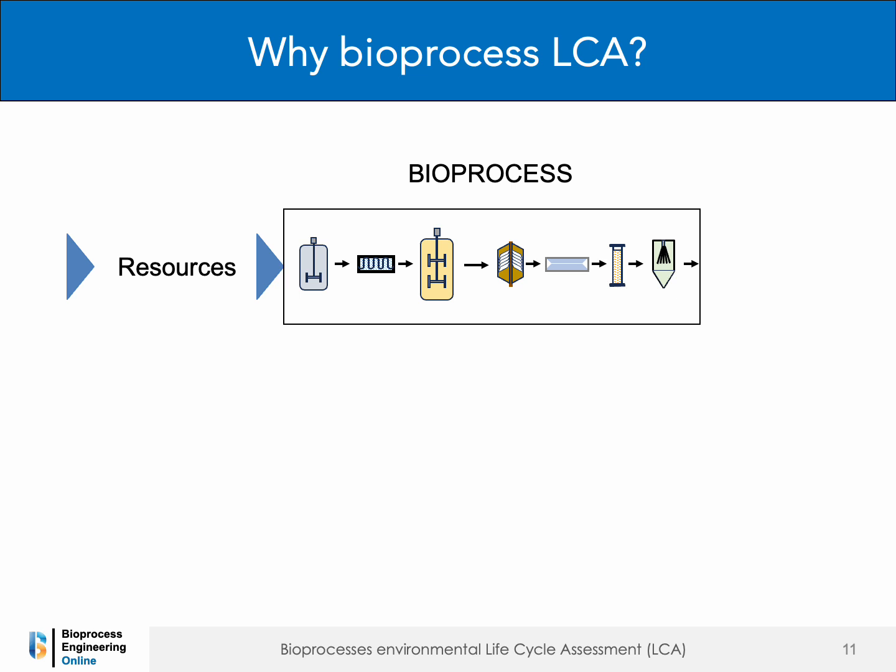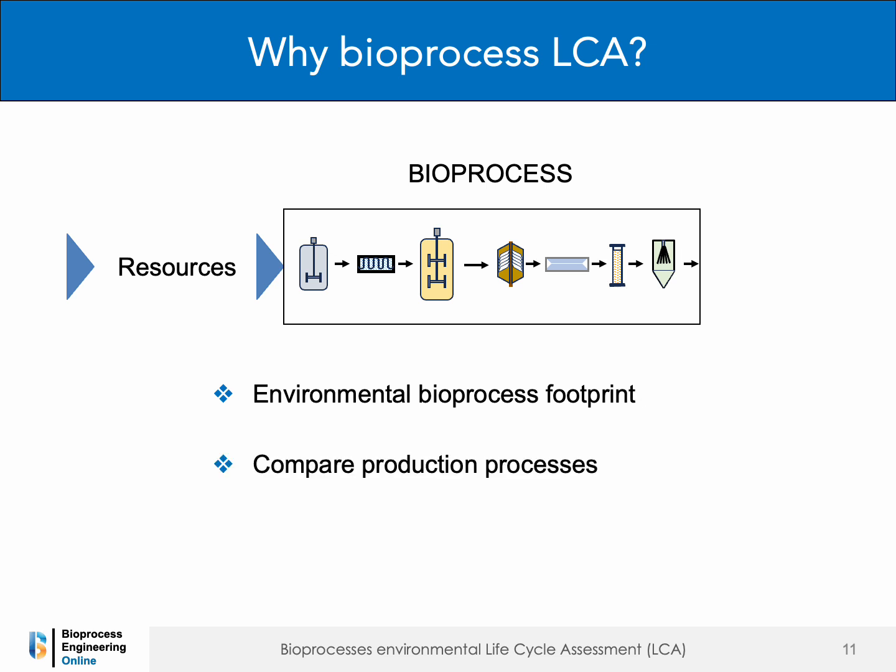The life cycle assessment of a product may focus solely on its initial bioprocess production phase, which involves the generation of material and energy resources. This bioprocess LCA provides an environmental footprint of the process. It proves invaluable in comparing various production methods for obtaining a product, such as biochemical versus chemical processes. By evaluating different approaches, it helps in identifying the most sustainable and environmentally friendly options.